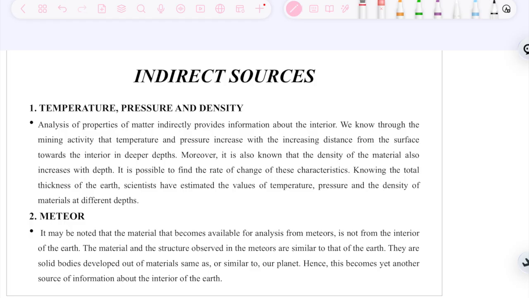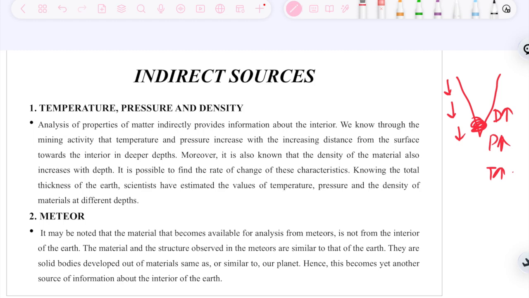So analysis of the properties of matter indirectly provides information about the interior. We know through mining activity that temperature and pressure increase with increasing distance from the surface towards the interior, at deeper depth. What is it suggesting? That when we move down, density increases, pressure increases, and also temperature increases. We have already seen in the previous chapter, about the evolution of the lithosphere, that the densest materials are towards the core. So that is what we already know.